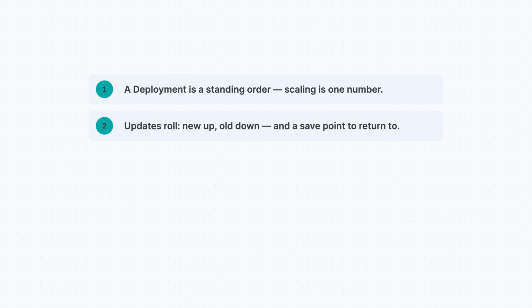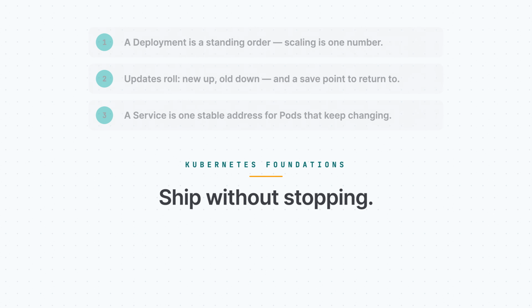So now your shop scales with one number, updates while customers are inside, falls back to a save point when version 2 goes wrong, and answers at one address the whole time. But notice something, we have been drawing that standing order as a neat little card. In the real world, you write it yourself in a file.